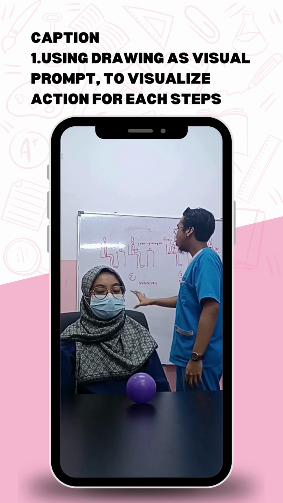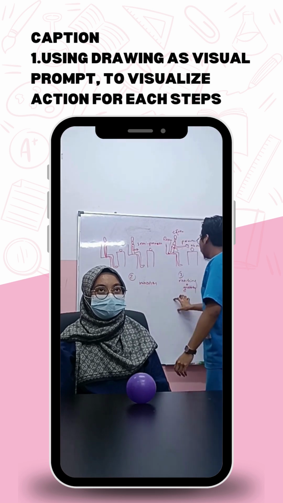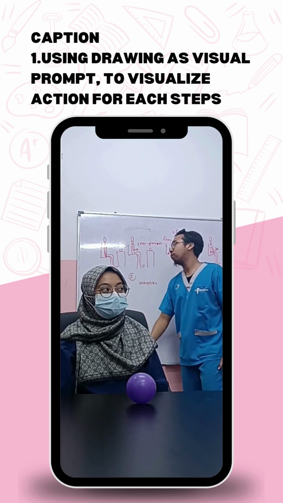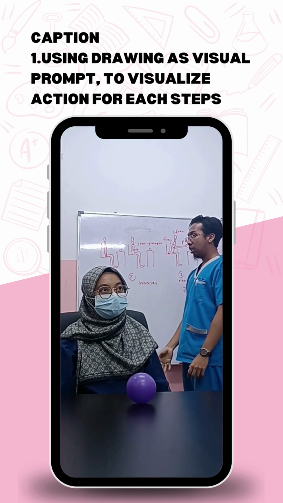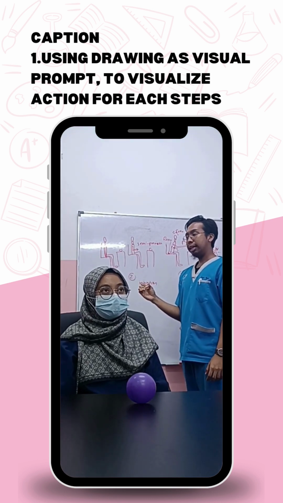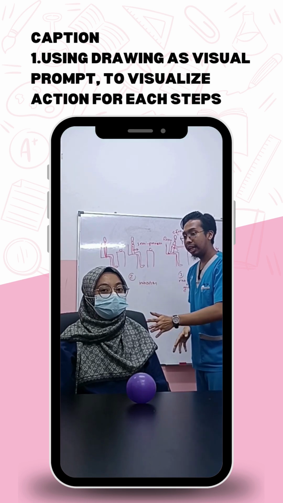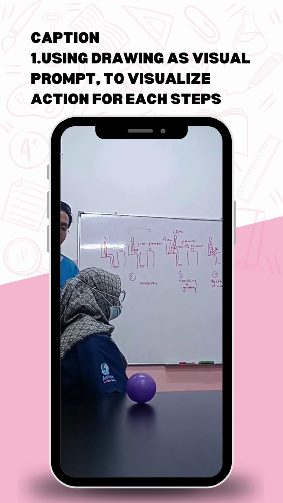So what you can do is to draw out the steps so that they can know what to expect. For example, sit and then ready with raise and then reach and then take. That's it. Okay, ready? Let's try it out.